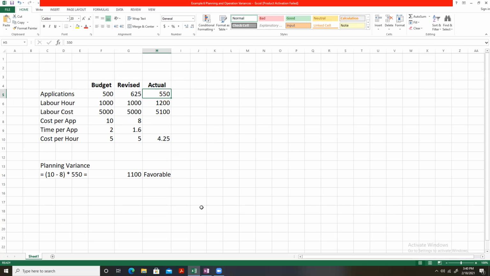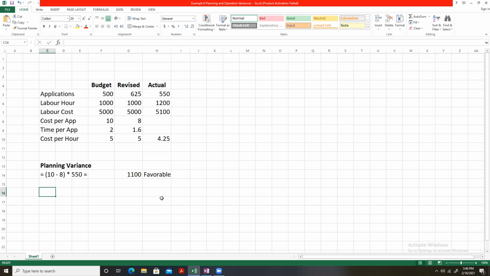Actually we processed 550 applications. We thought that each application would cost $10, but instead it cost $8. So the planning variance, 10 minus 8 multiplied by 550, is 1100 favorable. So this is how we calculate the planning variances, and it involves comparing budgeted standards with the revised standards.